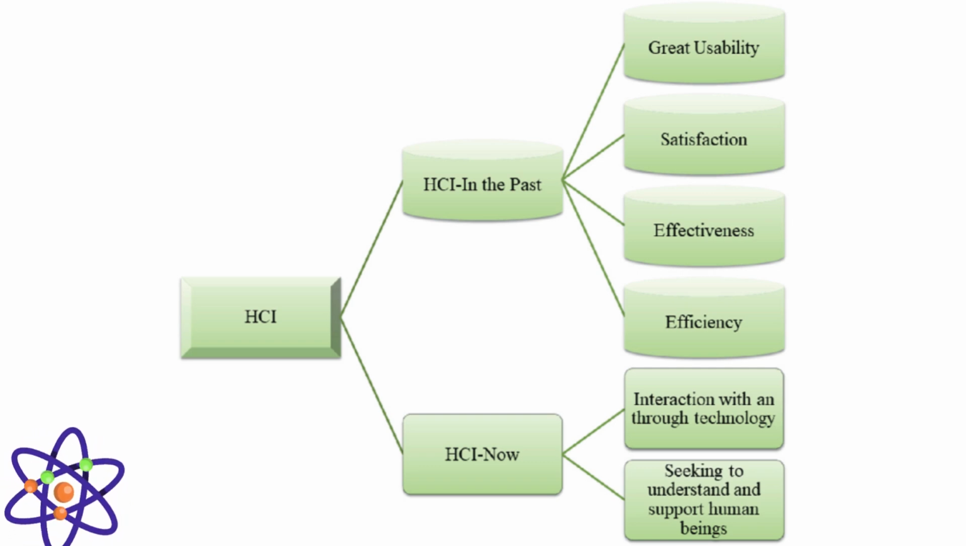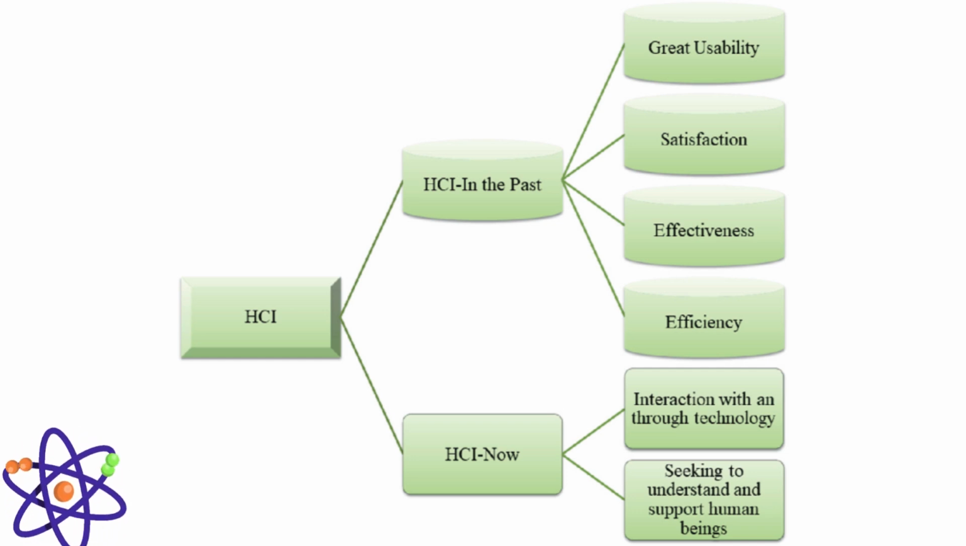Principles and goals of HCI. At first, usability. It is a core principle of HCI that refers to the ease with which users can learn to operate, prepare inputs for, and interpret outputs of a system. It encompasses three main components: efficiency, effectiveness, and satisfaction. Efficiency refers to the speed and resourcefulness with which users can complete their tasks. A system with high efficiency allows users to accomplish their goals with minimal time and effort.